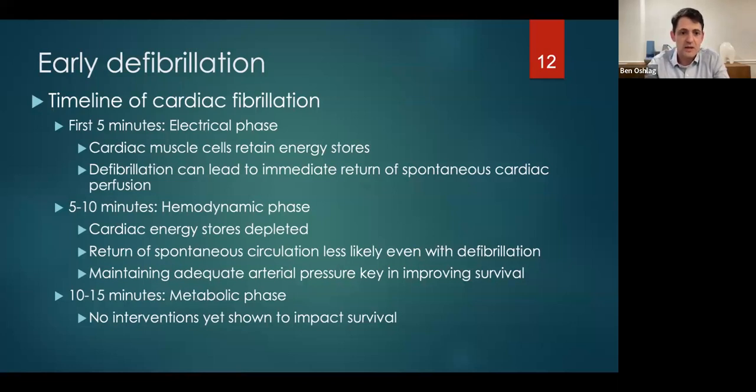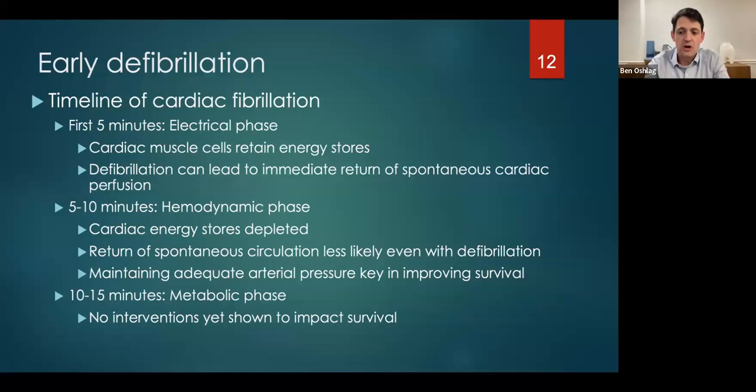In the 5 to 10 minute range, you get into what we call the hemodynamic phase, and you start to deplete the energy stores of those myocytes. They start to lose their ATP, they start to go into anaerobic metabolism, and they start to die. And as you lose more and more cardiac cells, your chances of recovering a functioning heart get smaller and smaller.